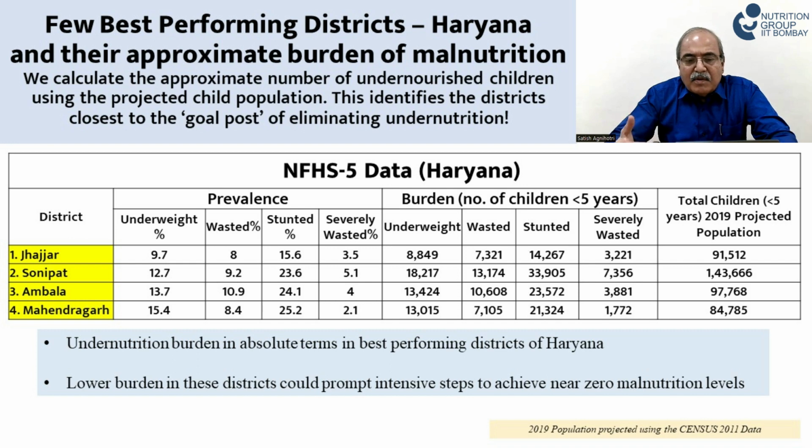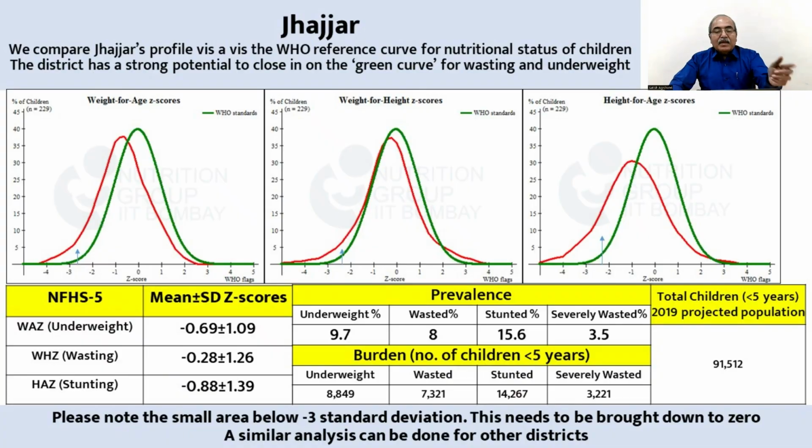We can try to reduce it quite drastically. So we looked at Jhajjar and the burden of malnutrition in absolute terms, in terms of number of children. The same data, same analysis can be done for other districts. But there's something additional which we looked at. How does this district of Haryana compare with the WHO reference?